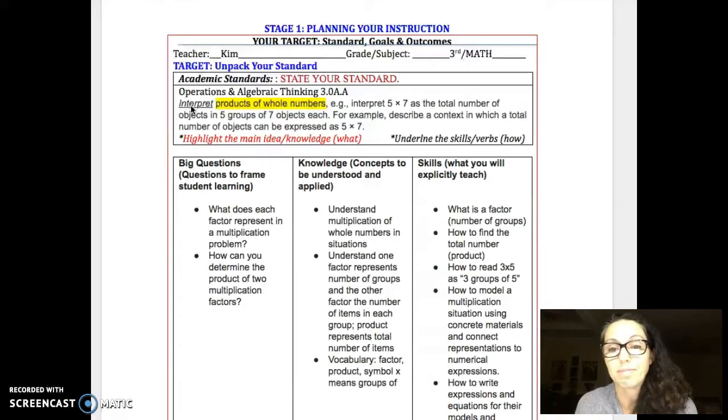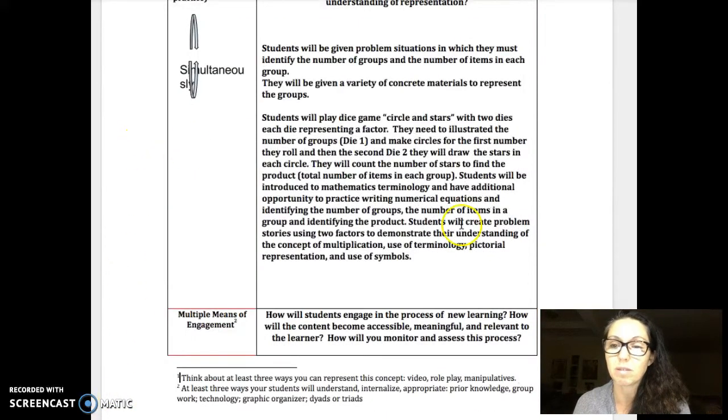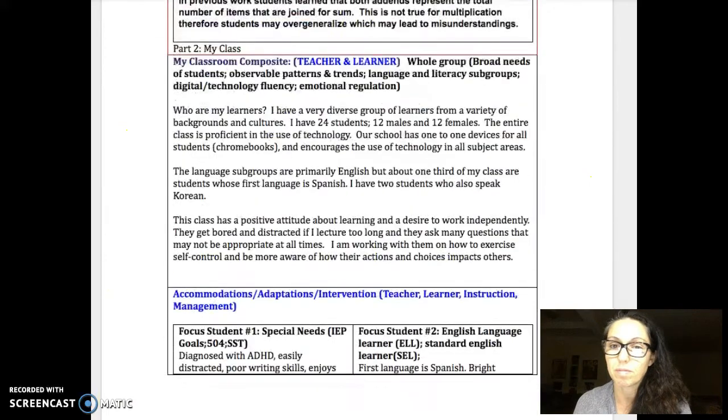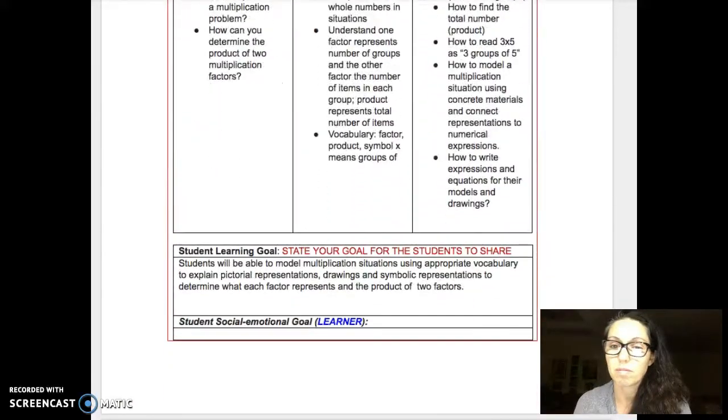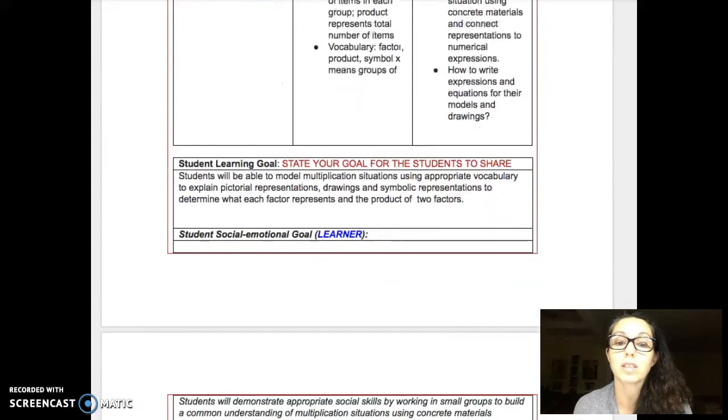What does that mean? The skills that I will explicitly teach is what is a factor, how to find the total number, how to read, for example, 3 times 5 as 3 groups of 5, how to model multiplication situations using concrete materials and connect representations to numerical expressions. They'll also need to know how to write and read equations for their models and drawings.